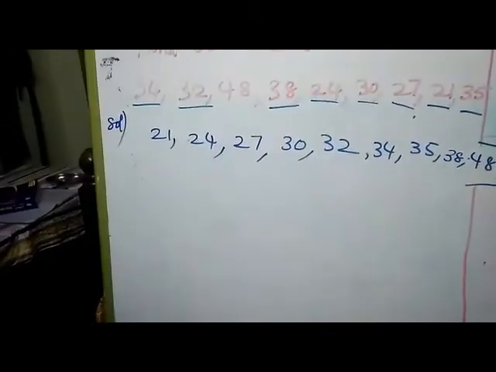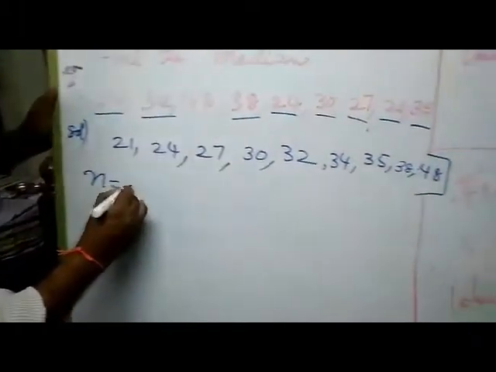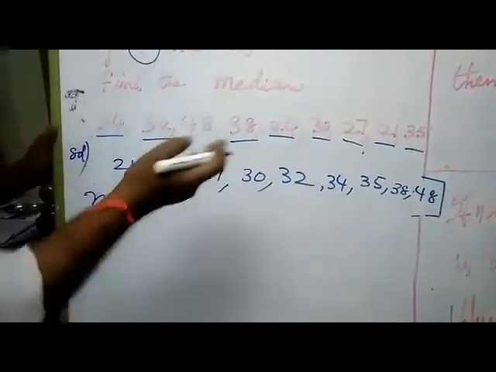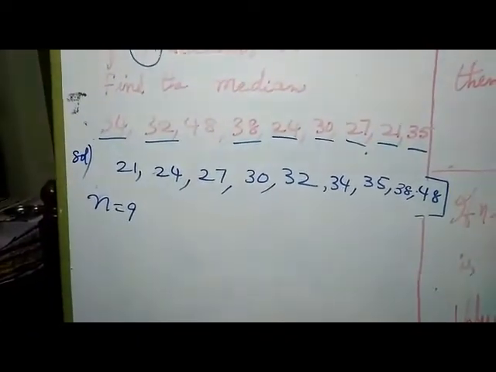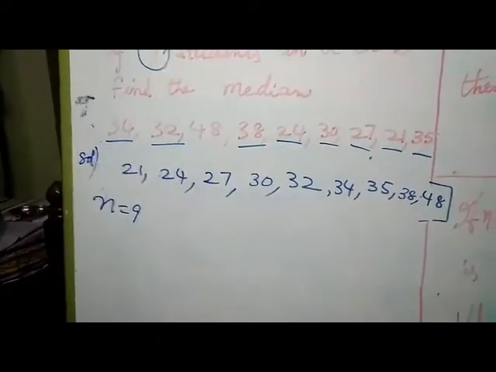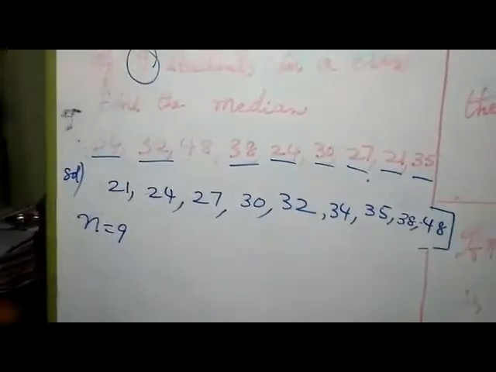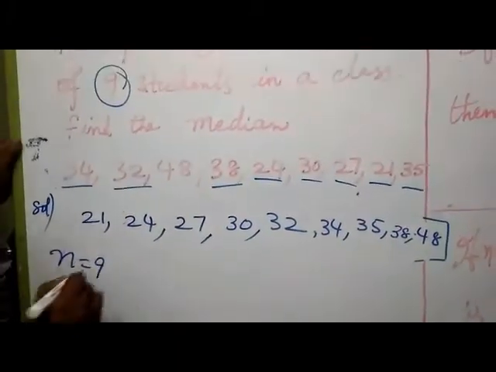This is very, very important. Here, n is equal to 9. It is already given, no need to count. If n is equal to 9, find out whether n is odd or even. N equal to 9 is an odd number. If n is odd, what is the answer?